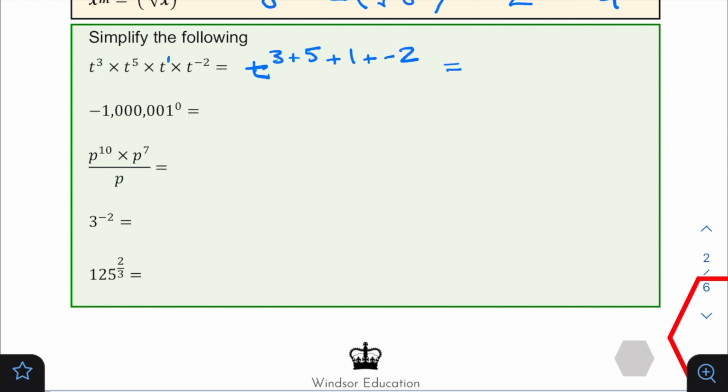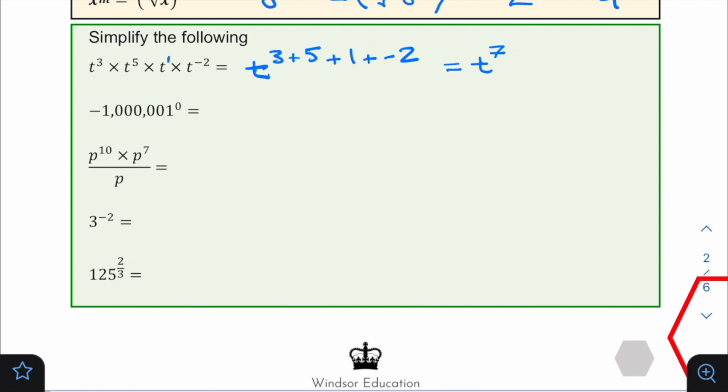And then we just simplify. So the 3 plus the 5 will give me 8, plus the 1 to give me 9, and then plus minus 2, that's the same as minusing 2, that's just going to give me a 7. So we get t to the 7. Relatively straightforward.